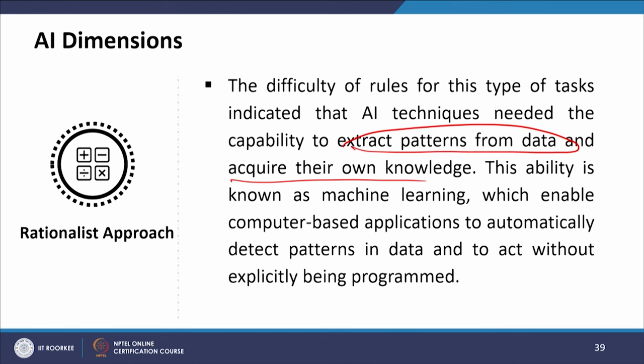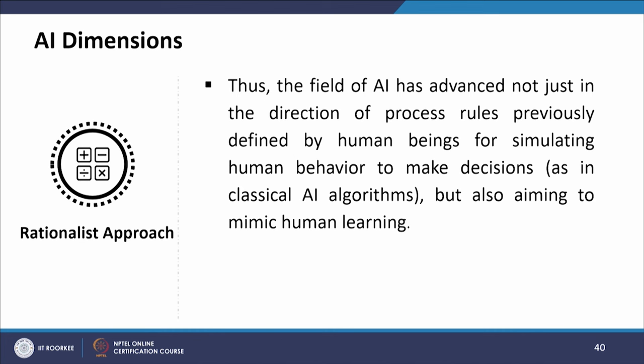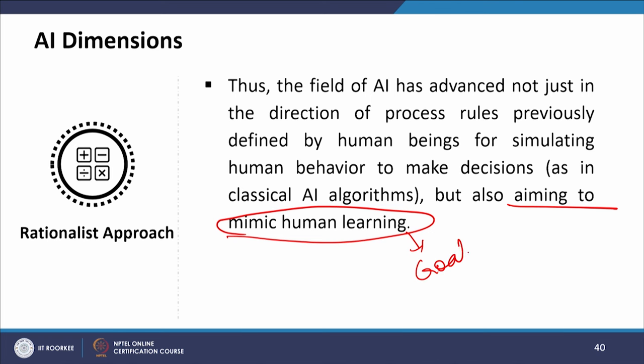This ability is known as machine learning, which enables computer-based applications to automatically detect patterns in data and to act without explicitly being programmed. Thus, the field of AI has advanced not just in the direction of processing rules previously defined by human beings for simulating human behavior to make decisions as in classical AI algorithms, but also aims to mimic human learning. So, that is the end goal.